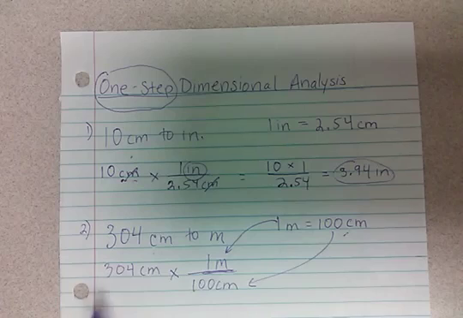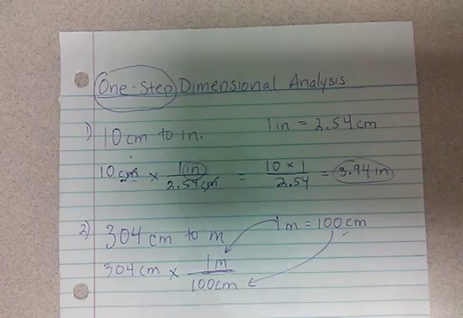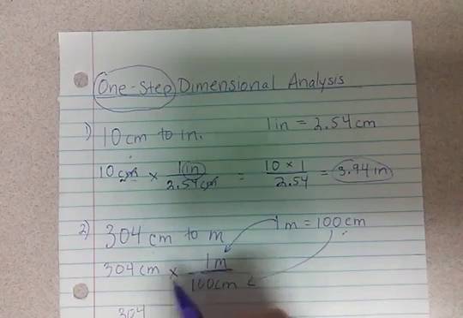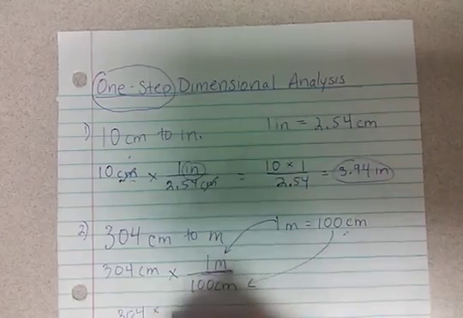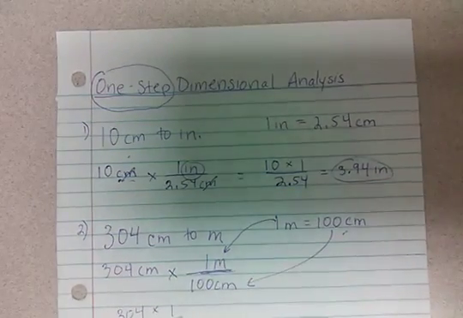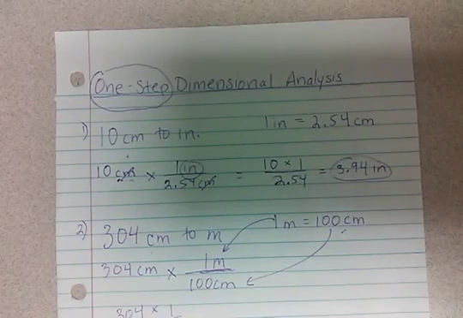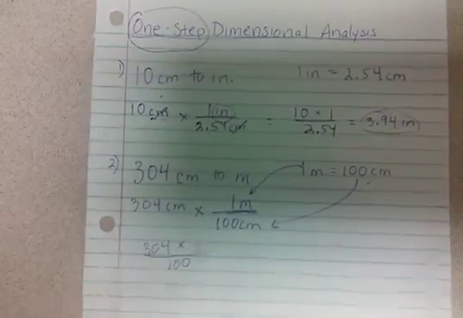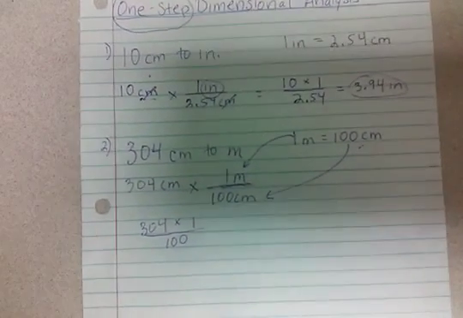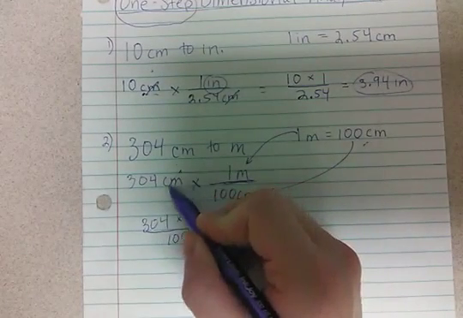Our next step is to multiply everything on the top, divide by what's on the bottom. So we were going to end up doing 304 times 1 over 100. And I actually just realized I missed a step. I missed the step where we cancel out repeated units on the top and the bottom. And you couldn't see that last step that I just did. Sorry about that. So let's go back here.